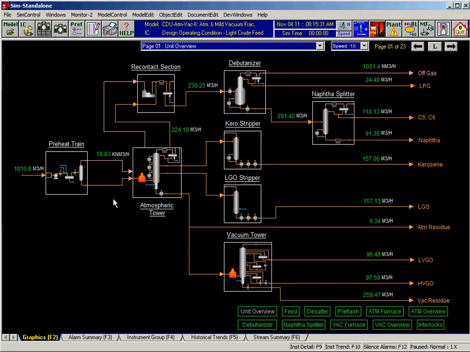So here we basically provide an overview. So you have preheat train, atmospheric section, overhead recontacting. We have a debutanizer and naphtha splitter. And then it has only 2 side draws, kerosene and LGO. Rest of it goes to vacuum. And vacuum is mid-vacuum or mild vacuum, not high vacuum. So it's primarily targeted for diesel production. And this is sometimes very common in Europe.